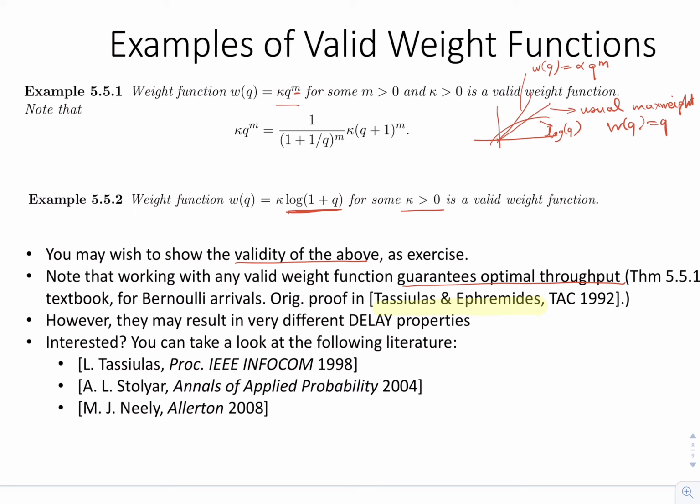So all of these weights correspond to an optimal scheduling algorithm with respect to throughput, but they may result in very different delay properties. If you're interested in further exploring these properties, you can take a look at the following papers. First of all, from back in 1998, Tassiulas has a paper where he looked at different simplified scheduling policies and their properties. In 2004, by Stolyar, there's a paper that analyzes delay in max weights. And finally, not finally of course, but another notable paper is by Mike Neely from 2008.